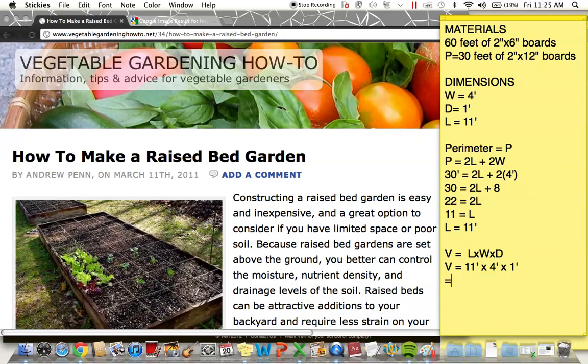If you do that multiplication, you get that the volume of the raised bed garden is 44 cubic feet. Now that's the total volume of soil that we'll need, so we've completely finished the problem. We know the dimensions of the garden that I have to build out of the wood and the total amount of soil that I need to fill it with.